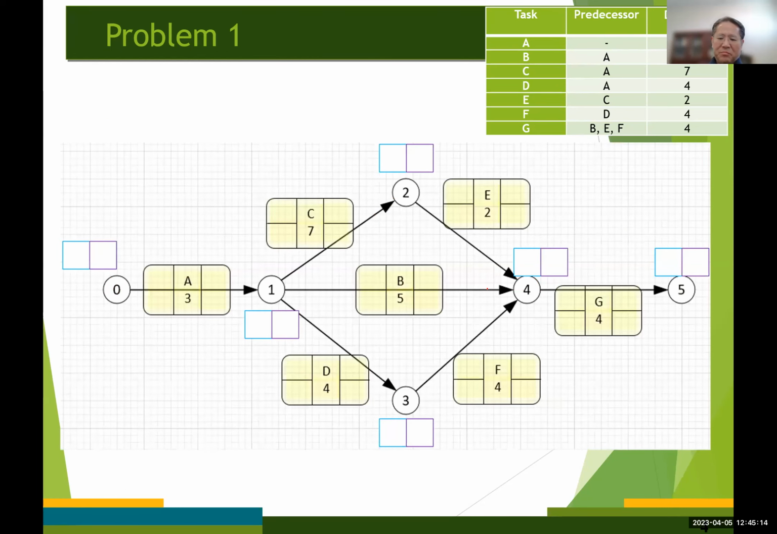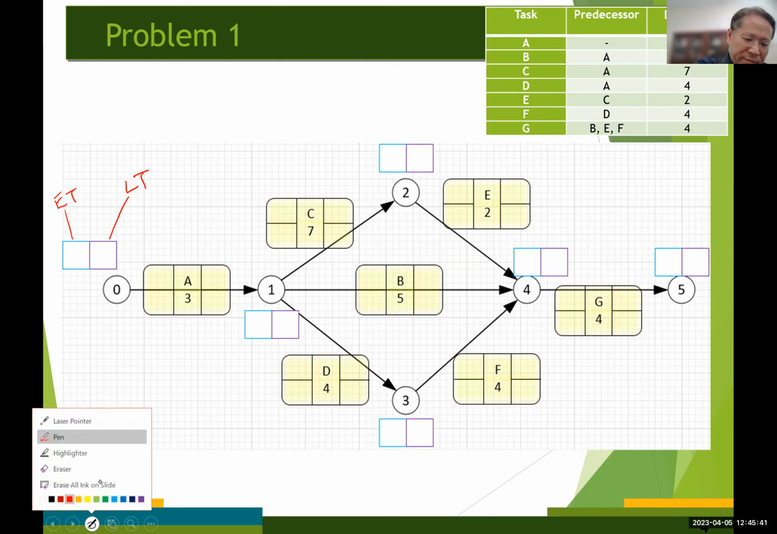Okay, so this is what I made earlier. So now let's compute the earliest time. I'm going to put the earliest time for each event. And then later, we're going to compute the latest time for each event. Let me change the color of pen.